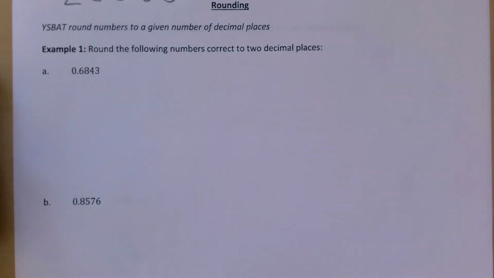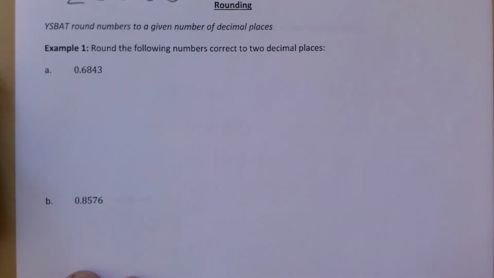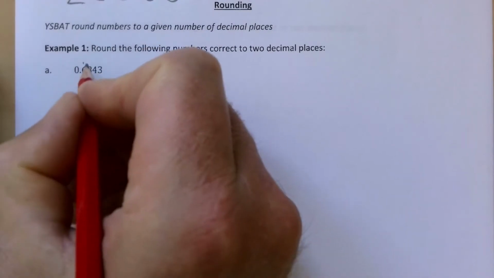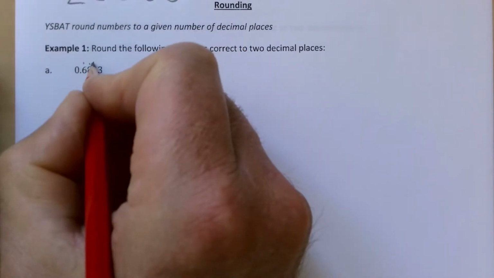Okay, so a little bit of rounding here then. Round the following numbers correct to 2 decimal places. We always count from our decimal point. Here is the first, here is the second, and I always draw a line after the second.